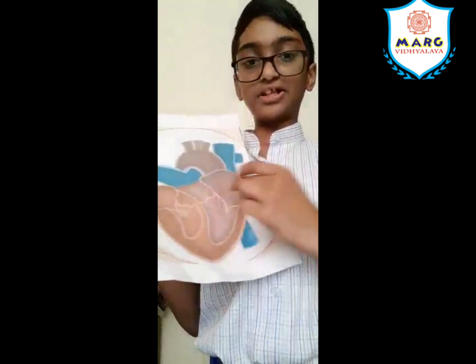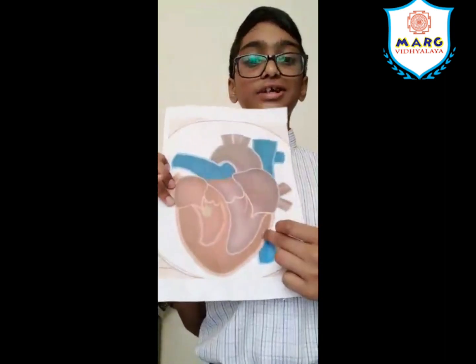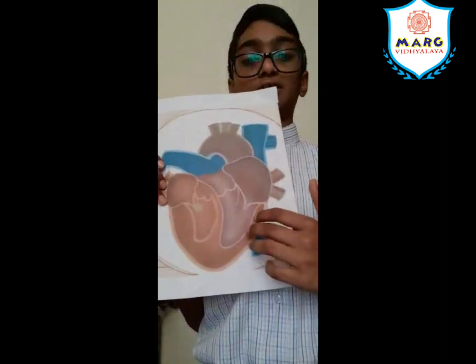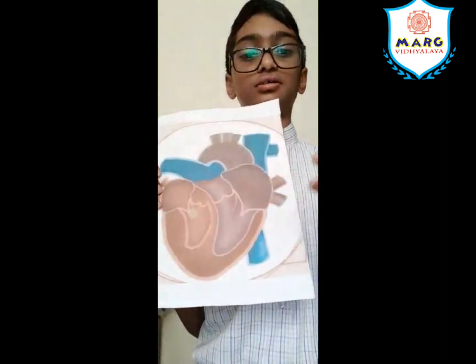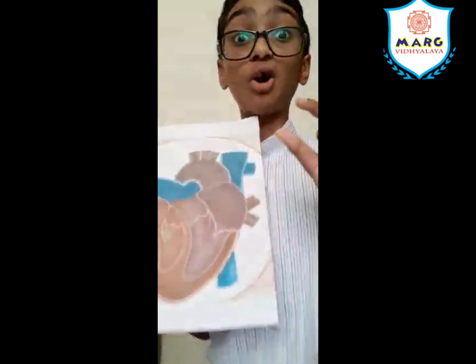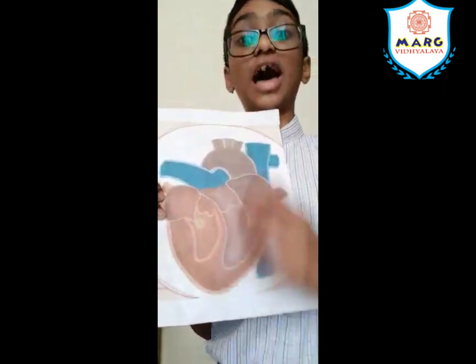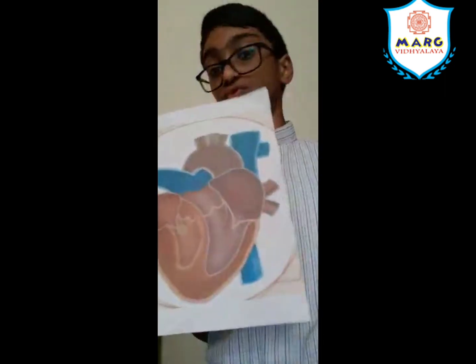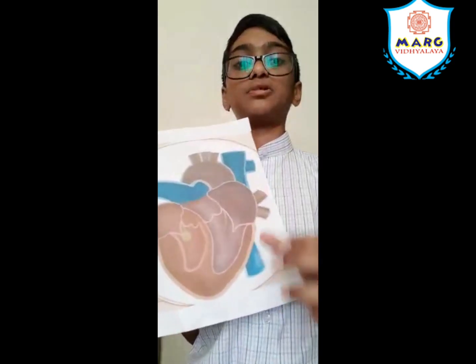But the difference between the left and right is this has less muscle tissue, while this has more muscle tissue, because the left ventricle has to pump the blood throughout the body, while this just needs to pump the blood to the lungs.